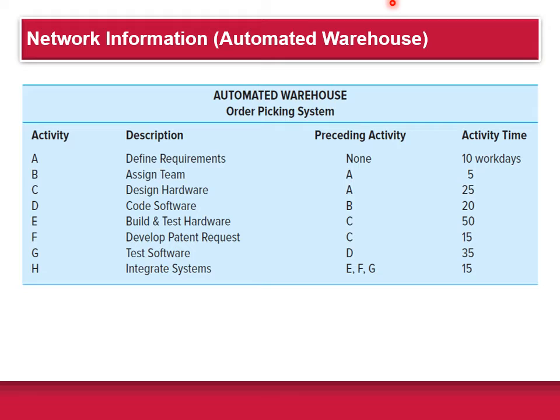So here we continue with the automated warehouse example, and let's say we went into the work packages and got the activity times: activity A takes 10 work days, activity B takes 5 work days. So the first thing we do is get this information from the work packages. Then we'll start with what's called a forward pass and do the earliest times.